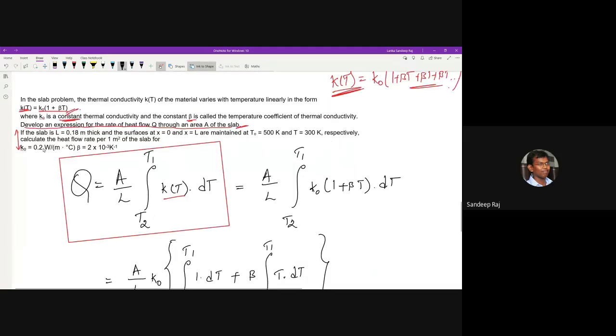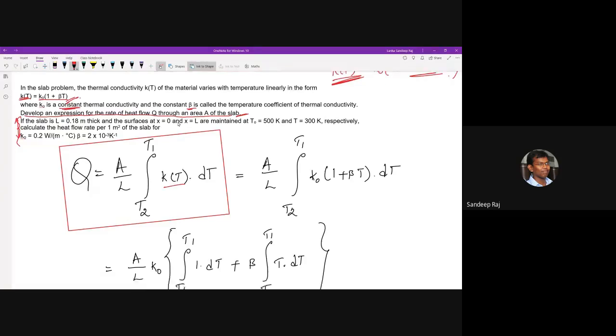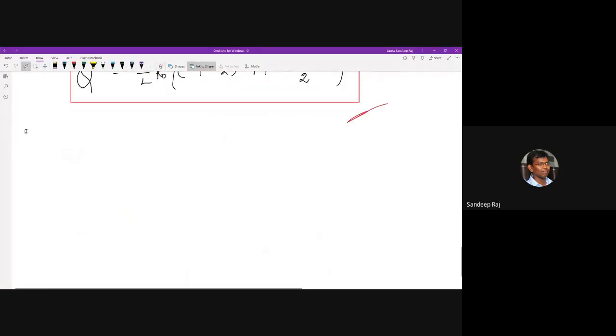That is the first part of the question. Now let us move to the second part of the question. In this part, it is given that the L value is 0.18, and then let me put that question again over here.